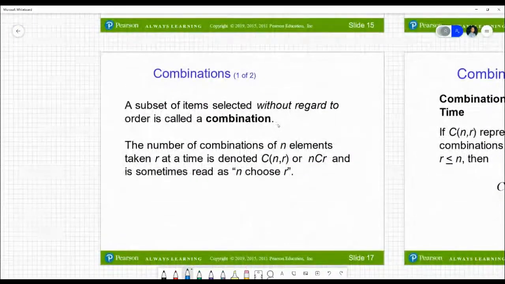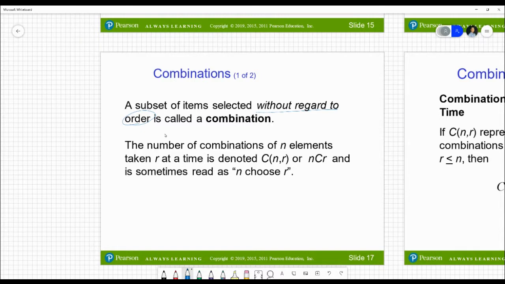All right, so now we talk about combination. The main difference with combination is that the order does not matter. It's a subset of items selected without regard to order. In the previous examples, we looked at whether you have the gold, silver, or bronze. All of those have different levels, so they are different, right? Now, if I were to select people to be on a basketball team, everybody is on the same level.